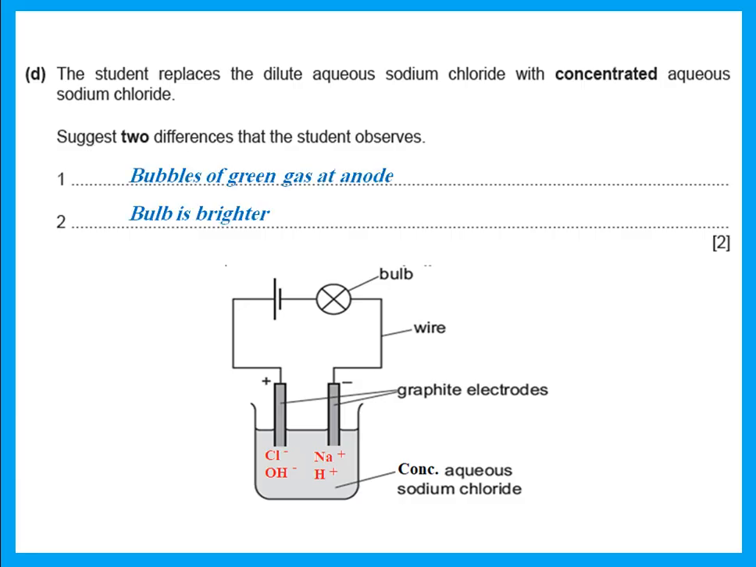If it gives out chlorine, then what I see is bubbles of green gas at the anode. Don't say chlorine gas is formed. He's saying, what does the student observe? What do you see? I'm going to form chlorine gas. That means I'm going to see what? Bubbles of green gas at the anode. Besides, if you have concentrated solution, that means you have more and more ions moving around, and that means more electric current will pass through, and the bulb, can you see the bulb? The lamp or the bulb will be brighter.